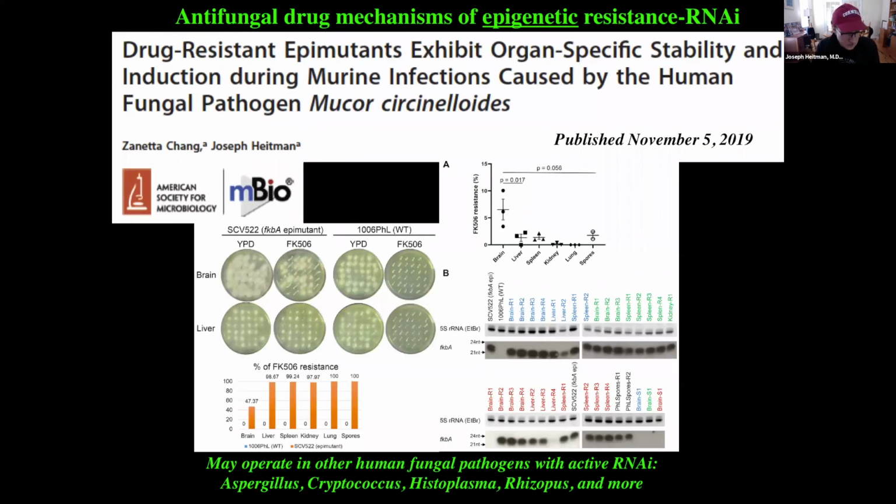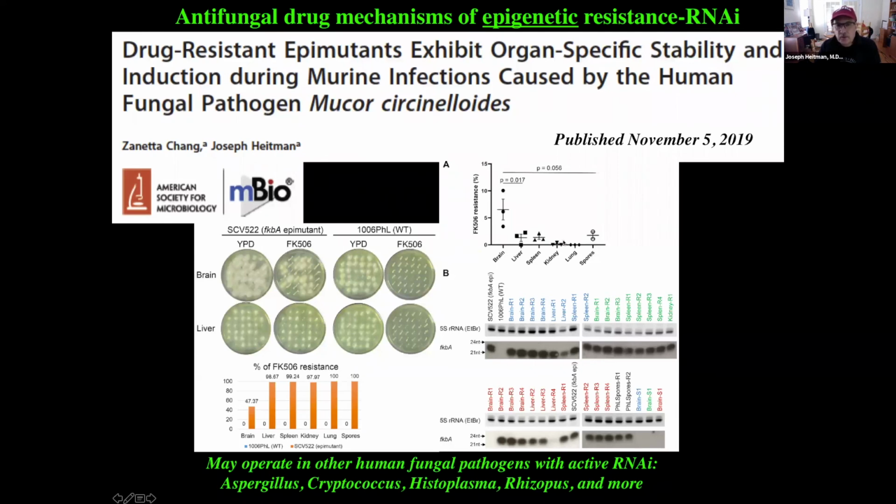Now, Zanetta went on to do 2 other experiments looking at epimutations in the mouse. The goal of the first set of experiments was to take a resistant epimutant, introduce it into mice, recover colony-forming units from different tissues, and just ask, is the epimutant stable during infection of a mouse? And you'll see in liver, spleen, kidney, lung, it's very, very stable. Virtually all her CFU are still resistant when they come out of the mouse. But the isolates from the brain, about half of them, have reverted to be sensitive. So there's something unique about infection of the central nervous system.